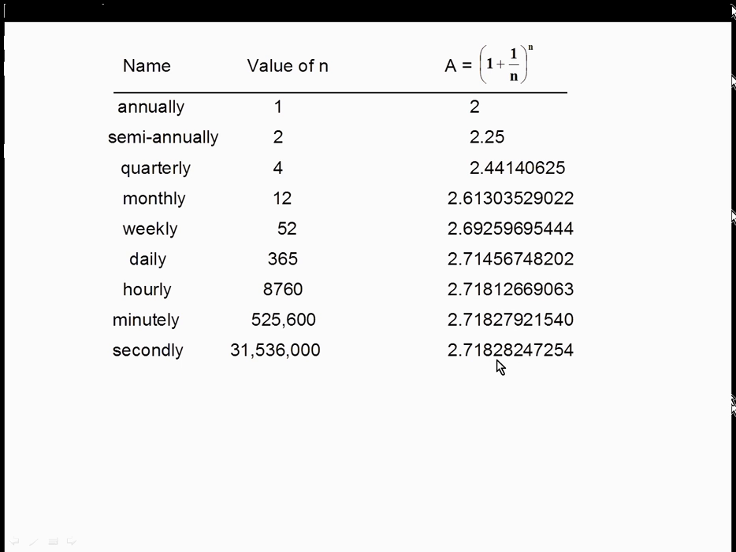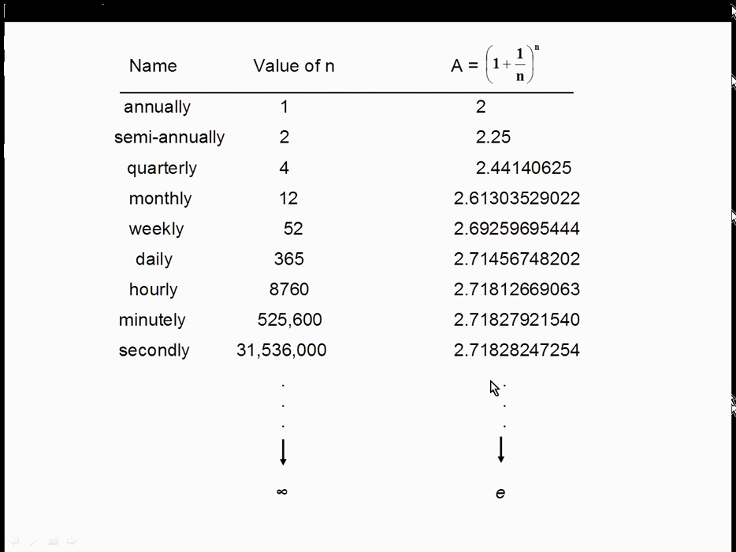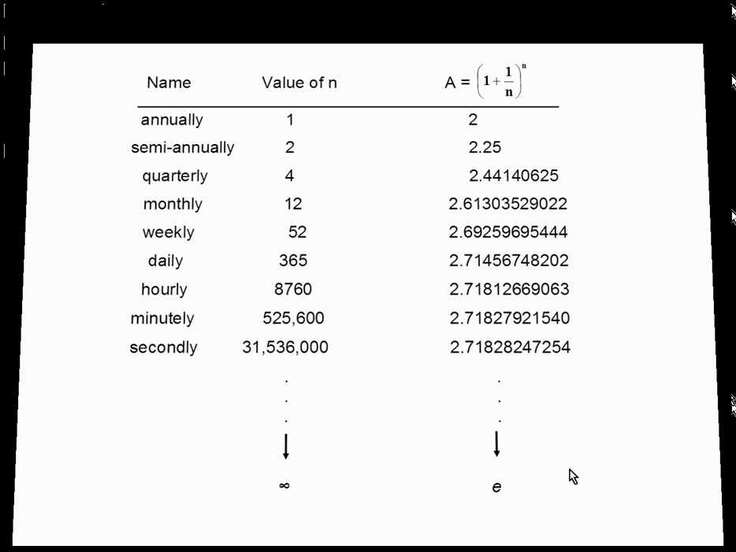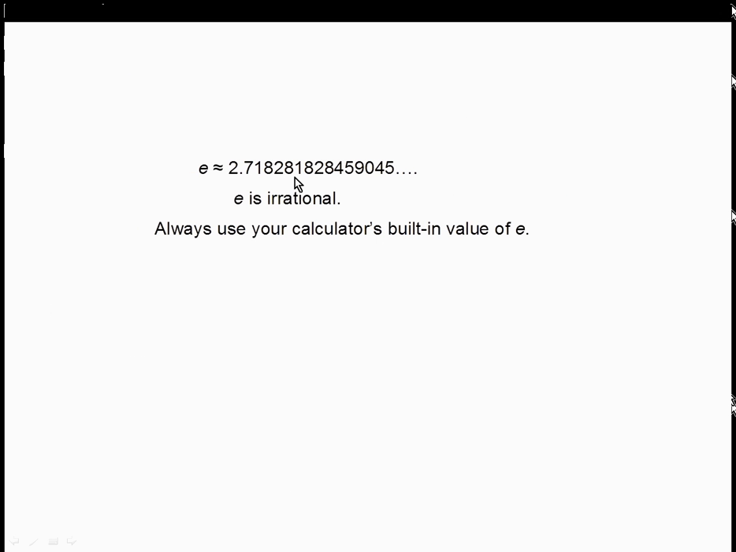Notice this number appears to be getting closer and closer to something that looks like 2.71828 something. And if I round to 2 decimal places for money, it's 2.72. So the value of N is getting larger, going to infinity, and this column is approaching some number which is actually less than 2.72. So as N goes to infinity, this column goes to the number e. So e is about 2.71828, 1828, 45, 90, 45, and so on. It's irrational. Always use your calculator's built-in value for e.